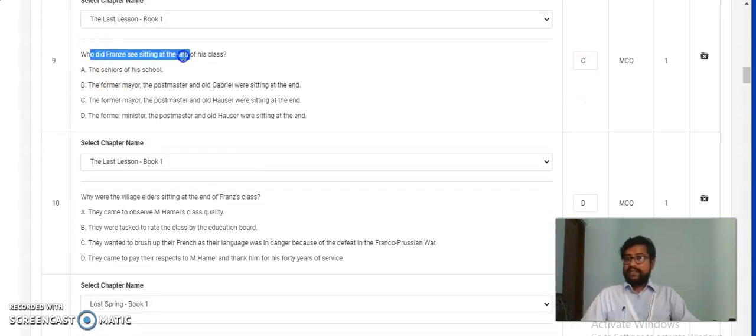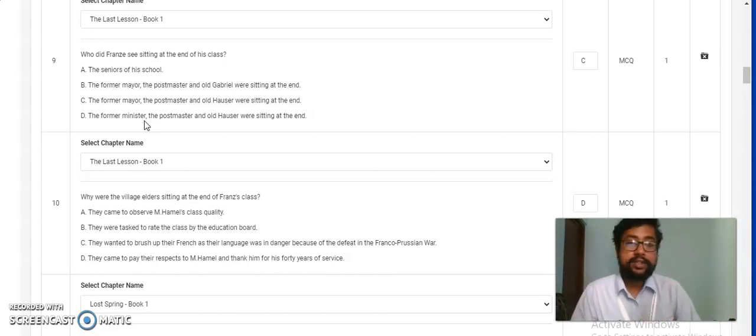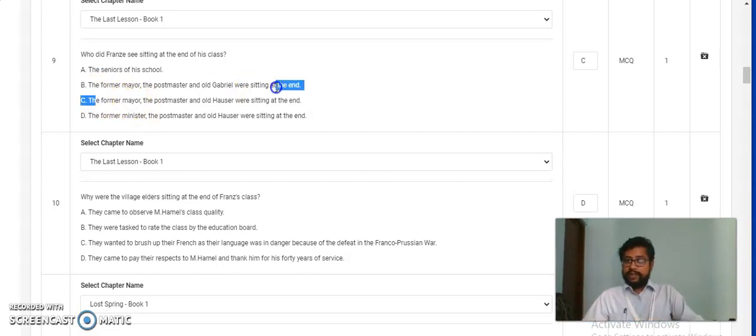Yes. Who did Franz see sitting at the end of the class? Option C, the former mayor, postmaster, old hosier. If you see, the other options are very similar, right? These are some of the trick questions which test your observational skills, right? Please note that these kinds of questions are also a part of your entrance exams in the future, and if you plan for any of the civils exams, they are very important. Even for the civil services exams, they're important. For the IELTS, the SATs, they're important. These kinds of tricky questions, you really need to know specifically. Option C is the correct answer.